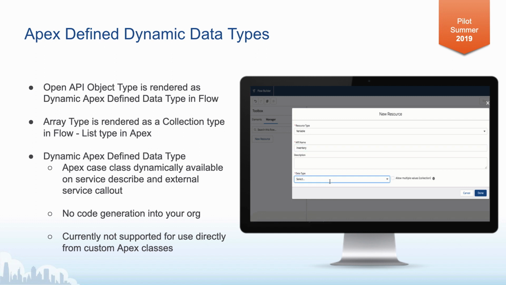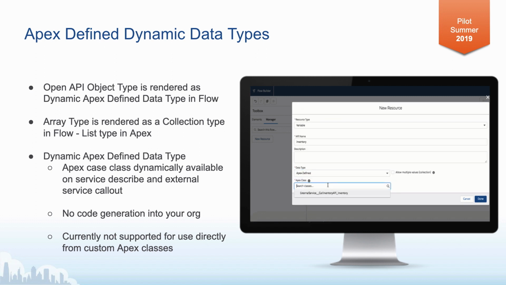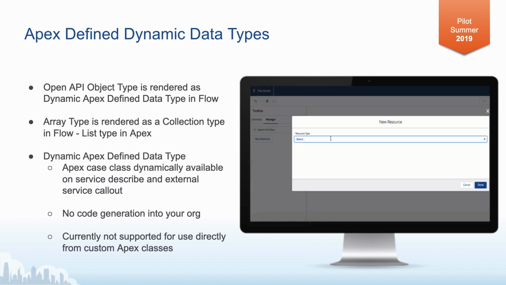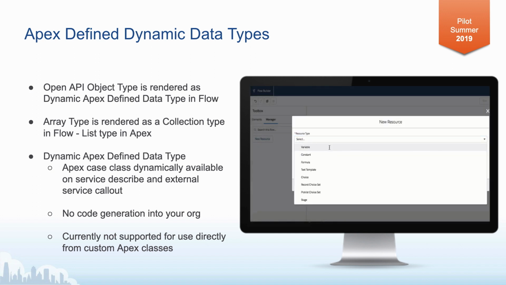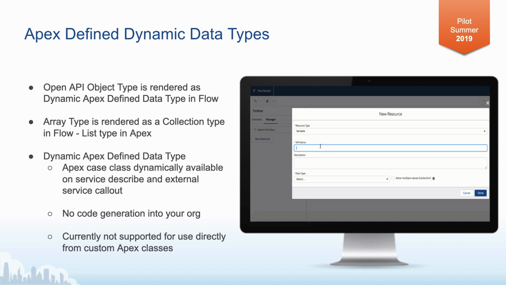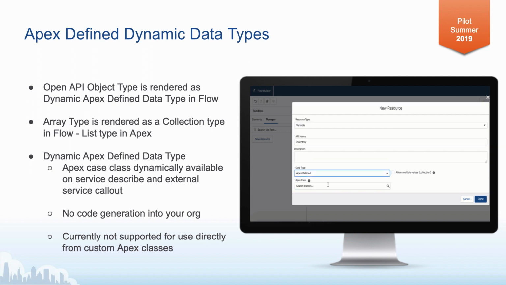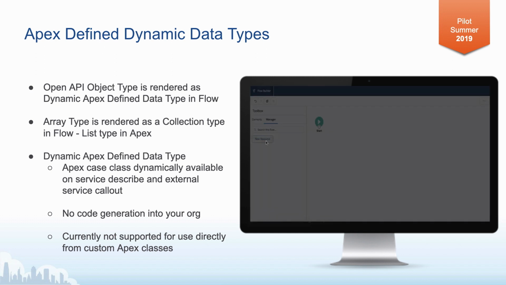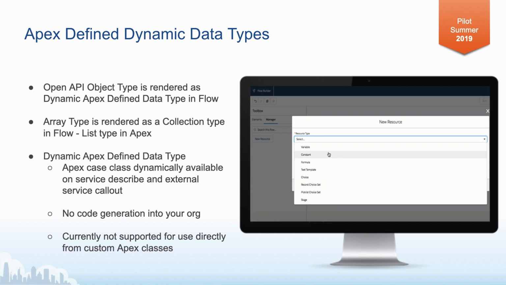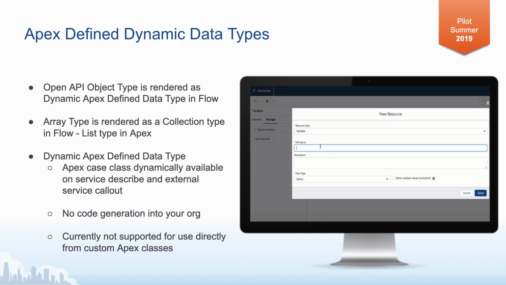So as a recap, what are these Apex-defined dynamic data types? They are Apex, but if you look under the Apex definition, you won't see any classes. So they're dynamically generated on demand. So if Flow calls a describe code, or even if you did a describe on it, it shows up as a dynamic Apex with the name that I just mentioned before. Or if you do a call out, it's being instantiated on demand.